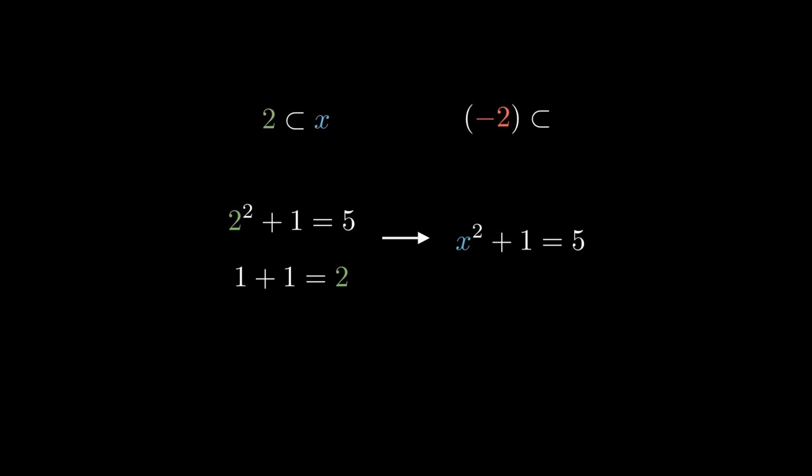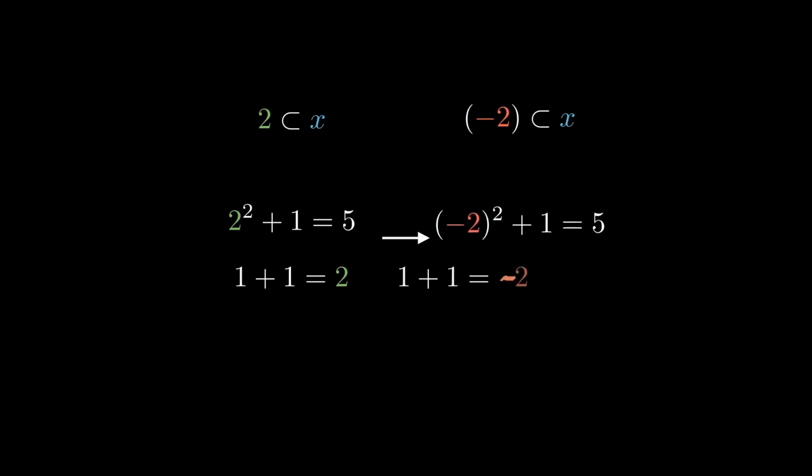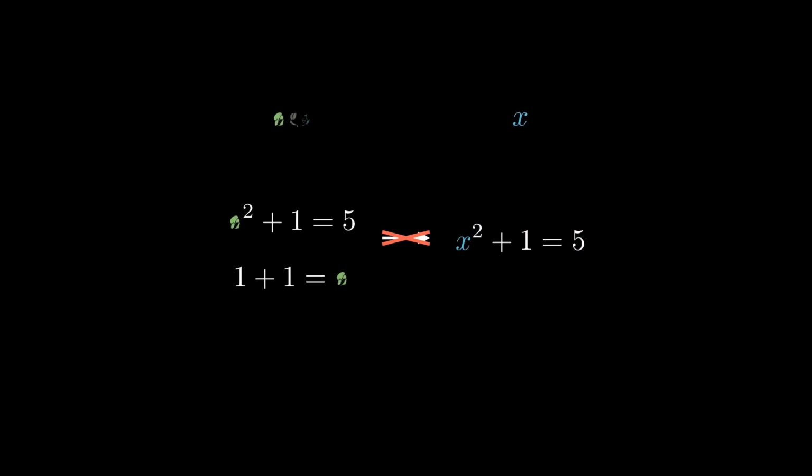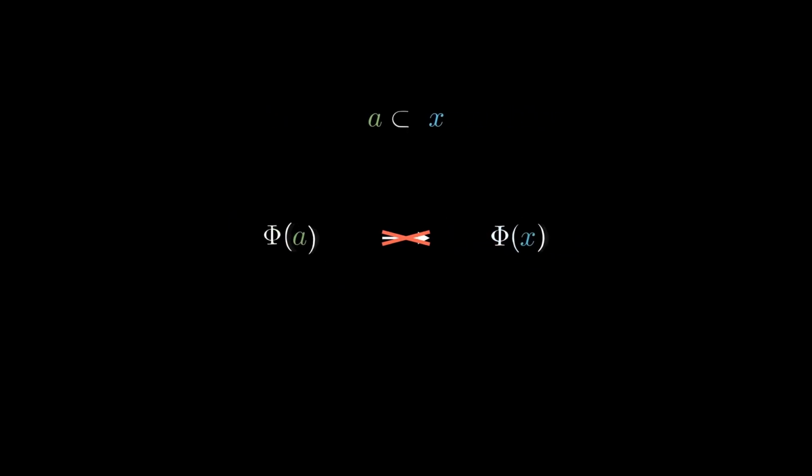Well, let's choose negative 2 for X. We know we could swap X for negative 2 because negative 2 squared plus 1 equals 5. Using our logic before, we swap 2 with X and then X with negative 2. So we get these two equations. But obviously, we know that 1 plus 1 is not negative 2. So this equality can't go both ways. So we have this one-sided equality with some variable A and some abstract form X, which symbolizes where information could go one way, but not the other way.